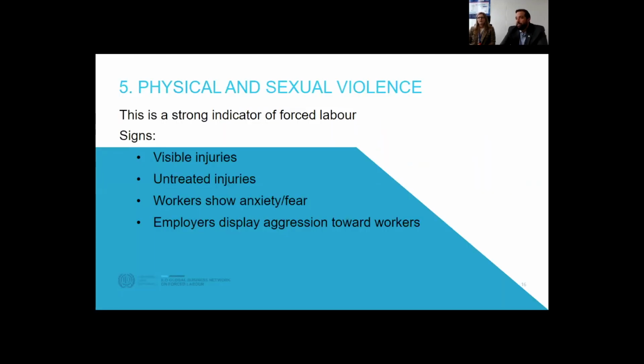So one of strong indicators we have is physical and sexual violence. So it's easier to identify the physical violence because there are visible injuries or untreated injuries. A bit more difficult in the case of sexual violence, but there are signs we can look at. For example, when the worker shows anxiety or fear, employers that show aggression towards the workers. So we have to be always looking into these different signs. Sometimes they're very subtle, but they can represent a situation where we have to look into more carefully.